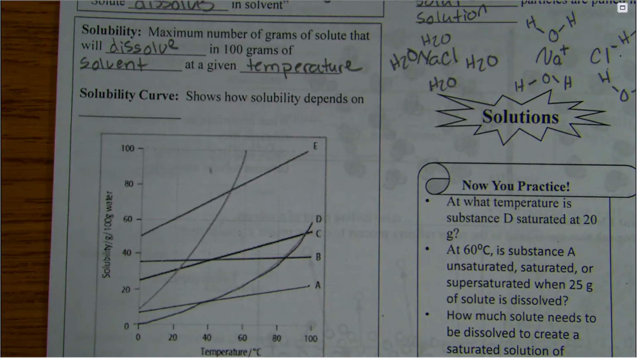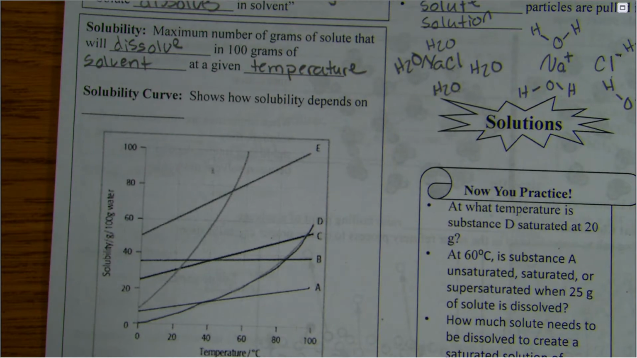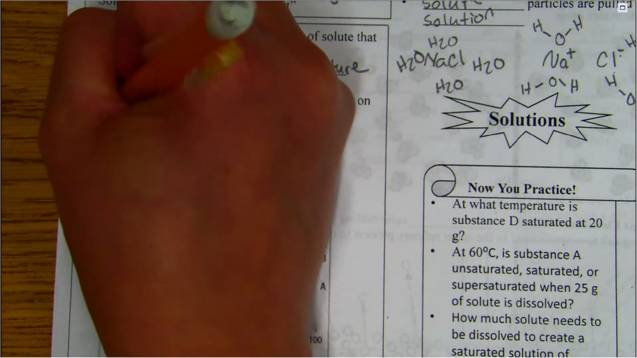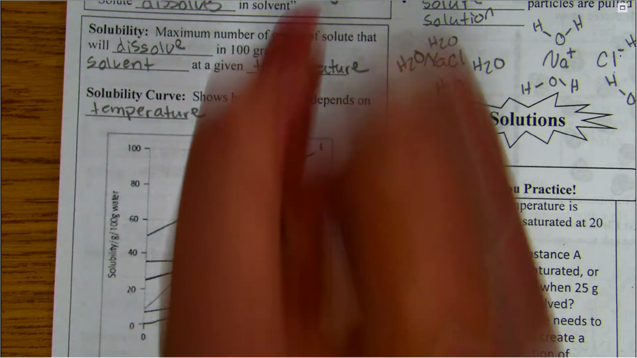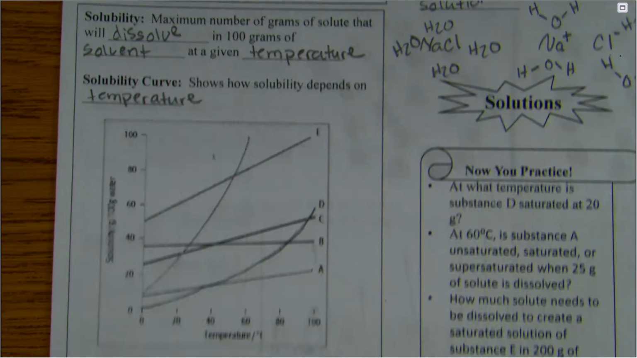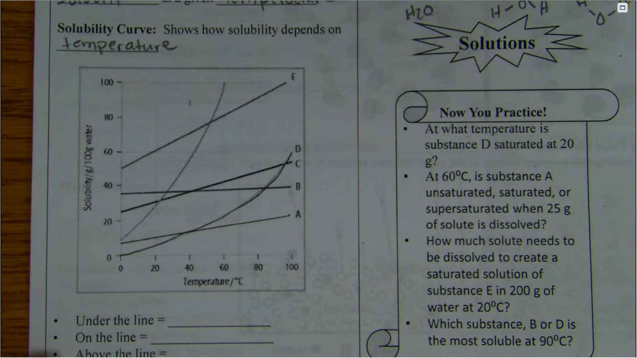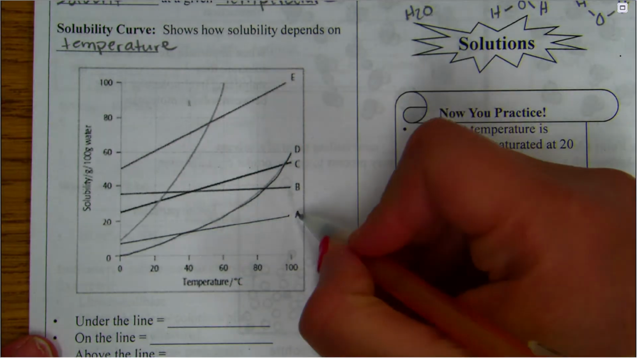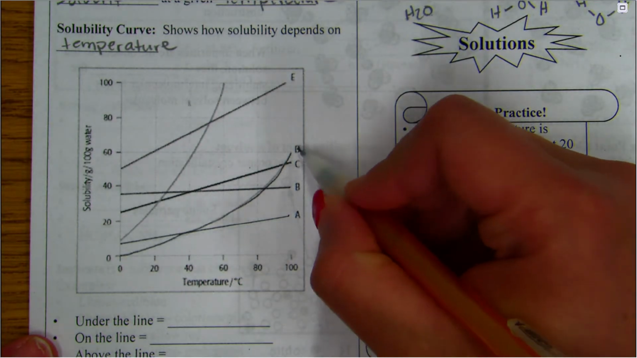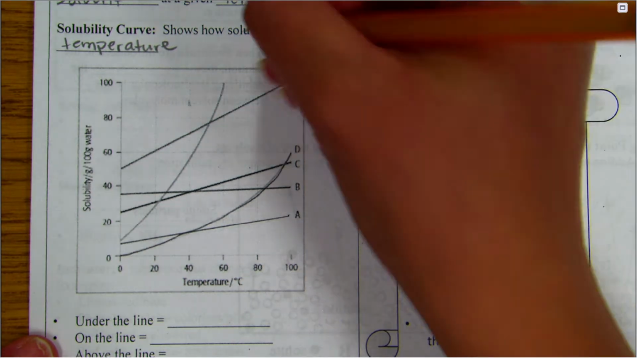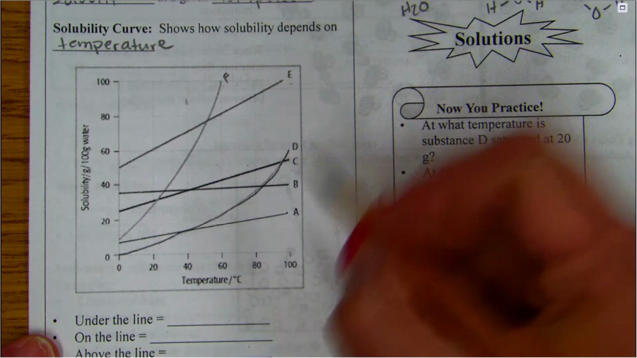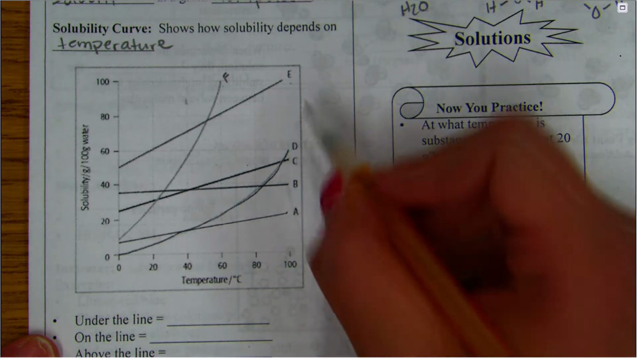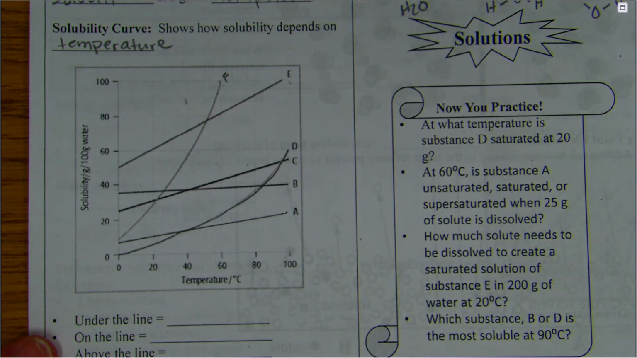So the solubility curve shows us how solubility depends on temperature. So it is the relationship between the solubility of a substance and the temperature. So here's the solubility curve, and I have 5 different substances. I guess I actually have 6 right here because this could be labeled F. All right, A, B, C, D, E, and substance F.